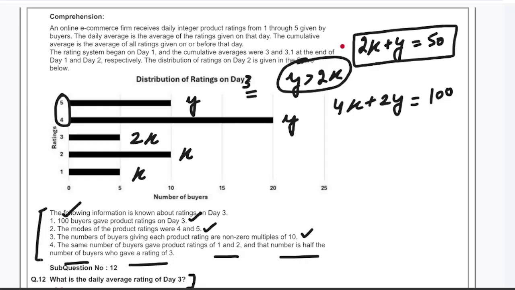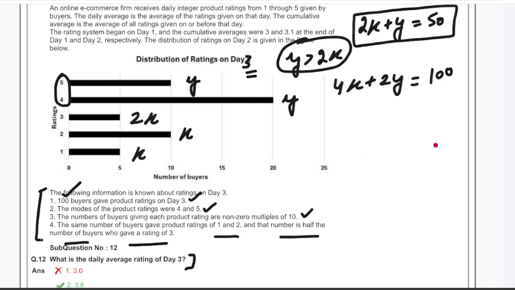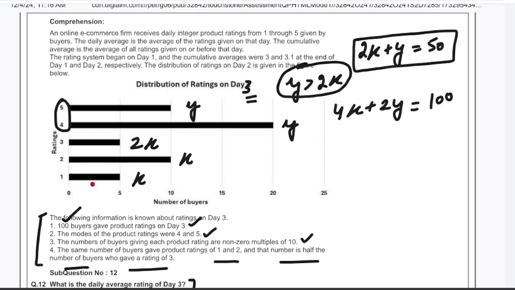The second thing: when they ask about the average rating, I need to know the rating also, the value of x and y. So if x people give a rating of 1, that means x. The x people giving a rating of 2 means 2x. 2x people giving a rating of 3, that is 3 into 2x, that is 6x. Then y people giving a rating of 4 means 4y. And a rating of 5 given by y, that means again 5y.